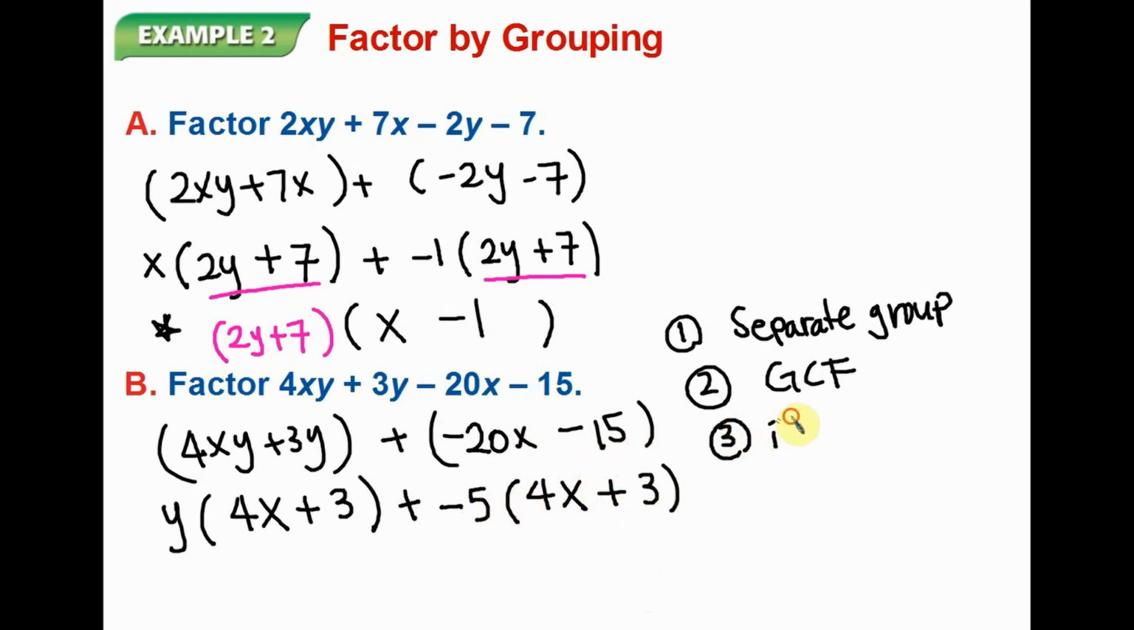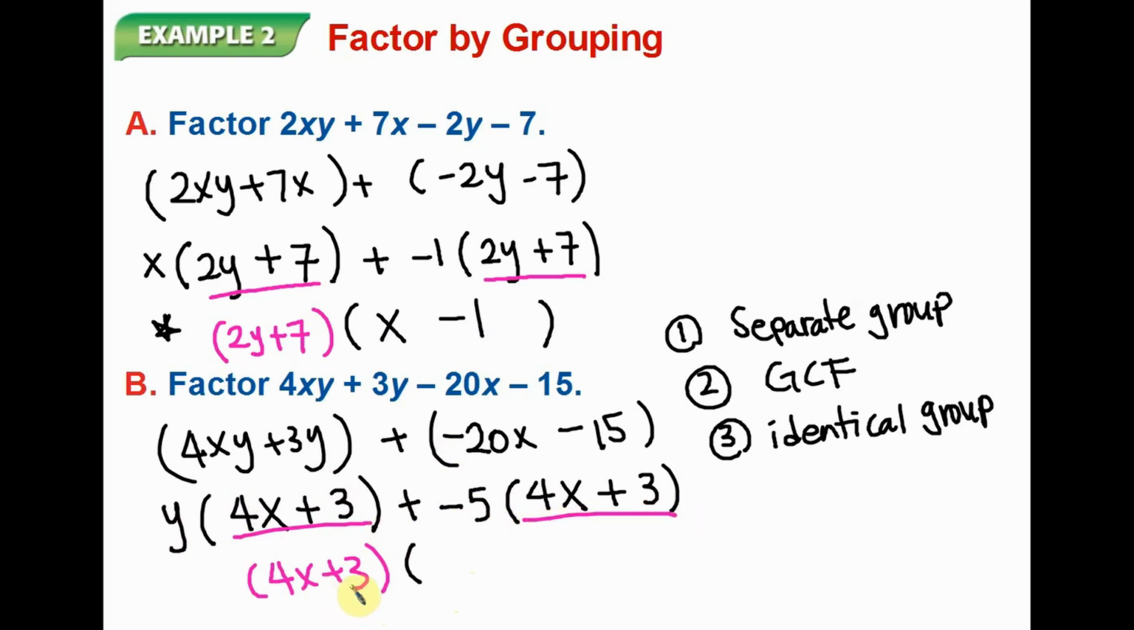Once you have the identical group, you're going to factor them. You're going to pull it out to the front one more time, because now that becomes your greatest common factor of each term. So in here, if I pull that out, I have 4x plus 3, both in common. So if I pull these numbers out, 4x plus 3 times what would give me this expression back? The answer is just a y. So 4x plus 3 times y will be the same as y times 4x plus 3. And then if you remember, you had plus minus 5, which is simply negative 5. Now this is the factored form of your expression of part B.